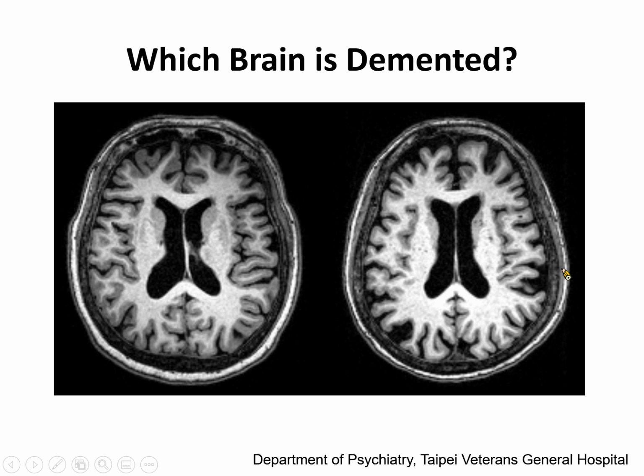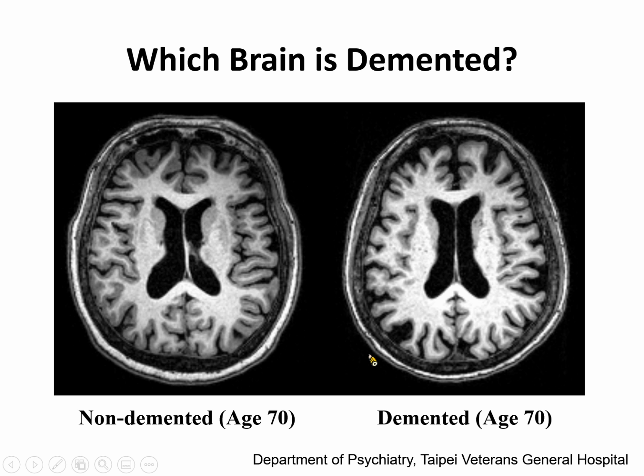Okay, so I think that some of you may be thinking the left one has dementia, and some of you think that the right one has dementia. And the answer is that the right one is the demented patient, and the left one is an older person of the same age who does not have dementia. So he has healthy cognitive functions.